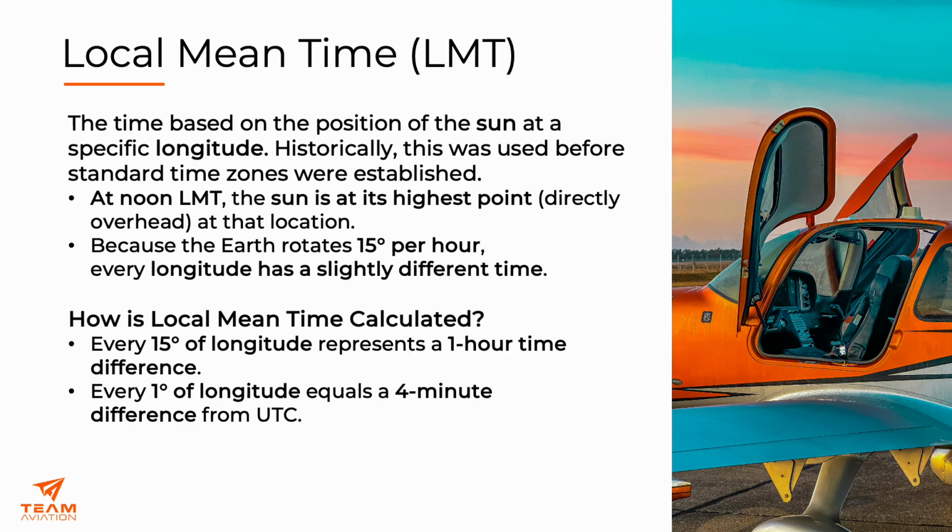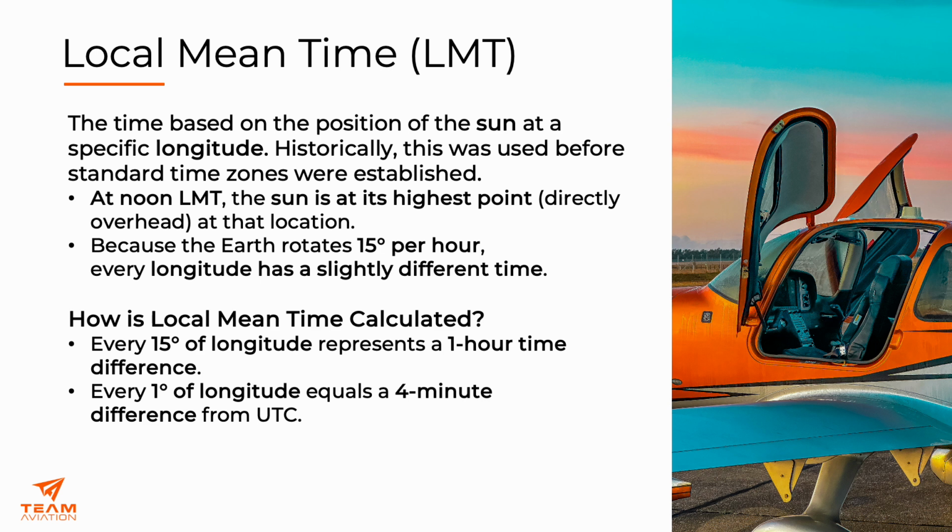Before time zones were introduced, people used local mean time, or LMT, to determine the time of day based on the position of the sun. LMT is calculated using the sun's highest point in the sky at a specific longitude. At noon LMT, the sun is directly overhead at that location. Since the Earth rotates 15 degrees per hour, every longitude has a slightly different time. This method worked well for individual towns, but it caused confusion as travel and communication expanded, leading to the adoption of standardized time zones.